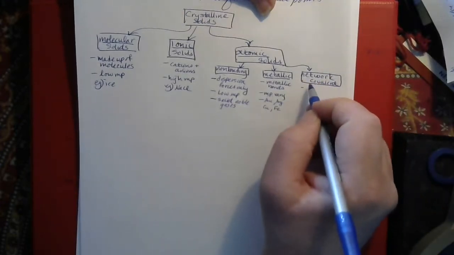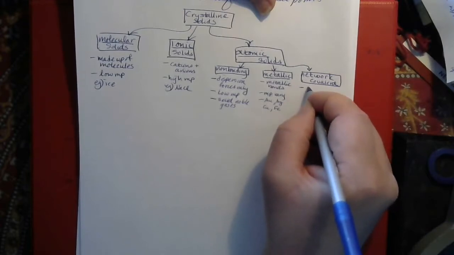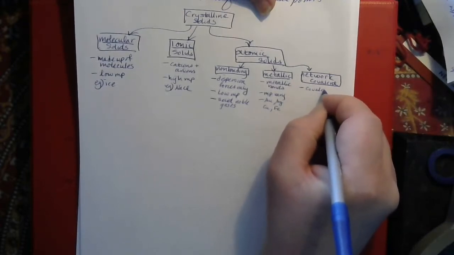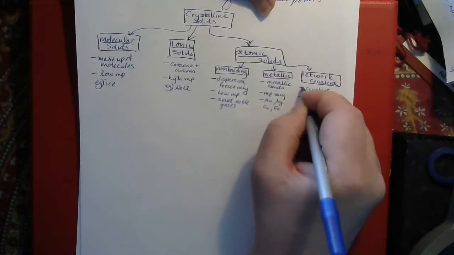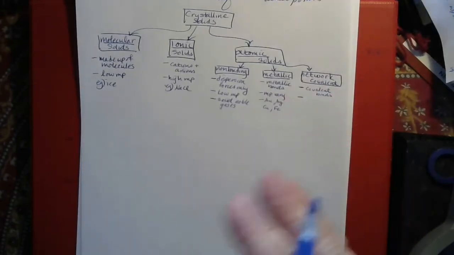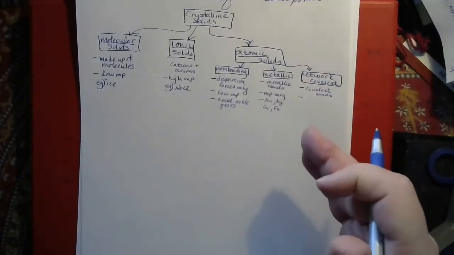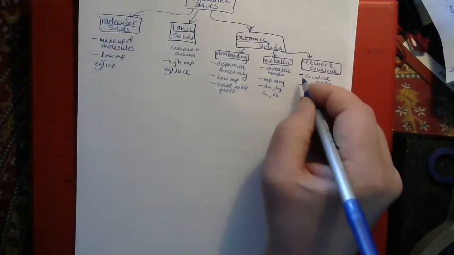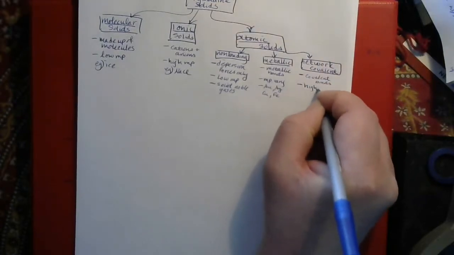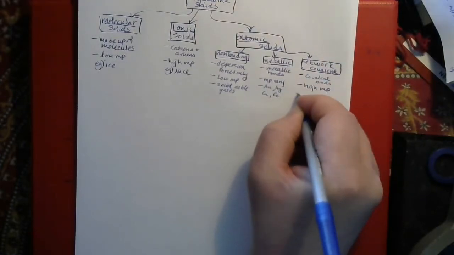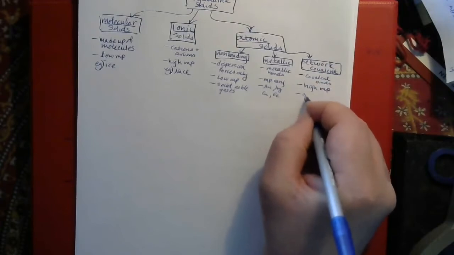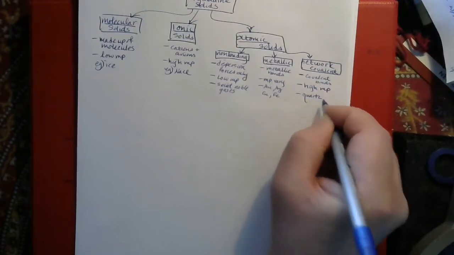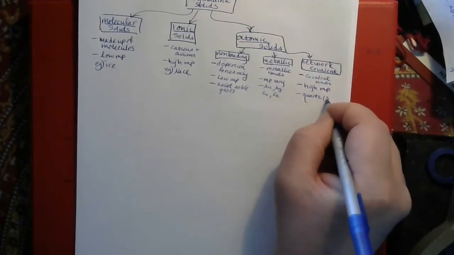For network covalent solids, these have covalent bonds, not just within the molecules, but essentially covalent bonds between the molecules also. So essentially you've got molecules that are kind of bonded together. And that's what makes for high melting points. And a good example of this type is quartz.